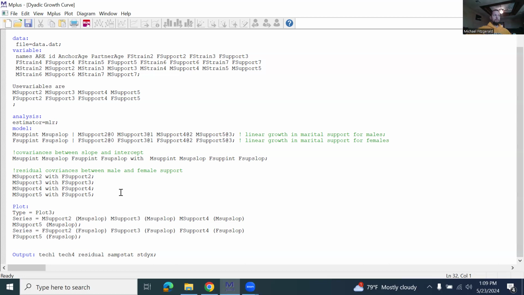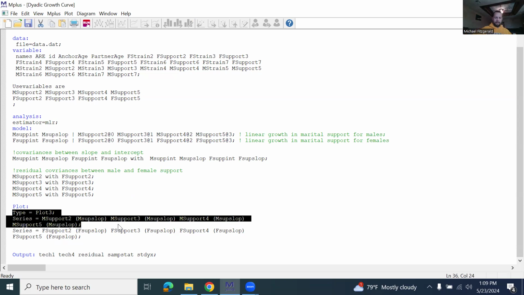If you want to test whether or not they're the same across waves, you can absolutely do that. So if you throw in these equality constraints by using these labels, then you can empirically test whether the extent to which the spouses co-vary over time is the same. We're not going to do that in this demonstration, but that is entirely possible if you have a theoretical rationale for why the residuals would be constant over time. And so finally, we're going to go into the plot command.